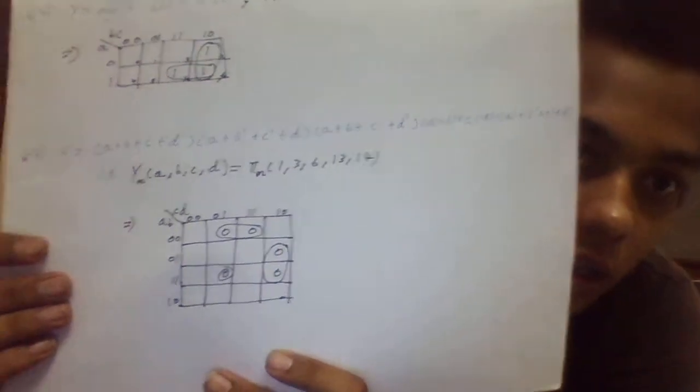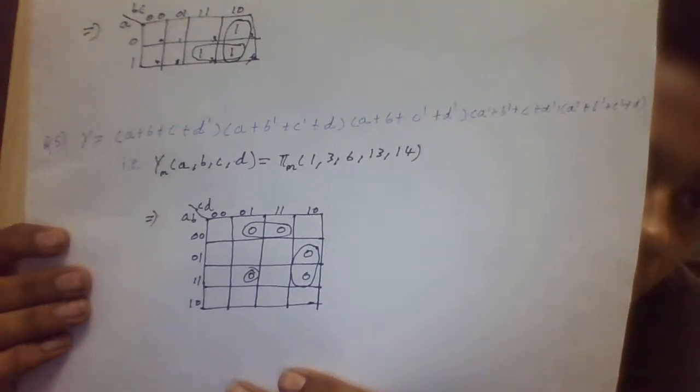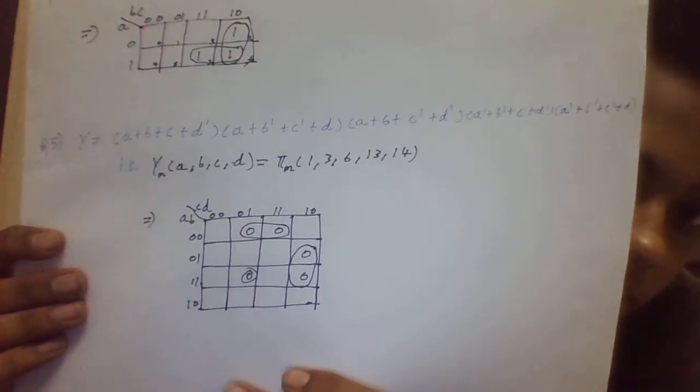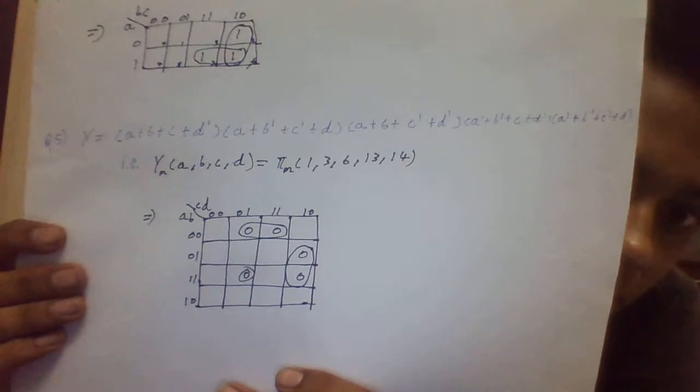Another such question given to us is a maxterm question, question number 5, which is y equal to, and that's the maxterm expression. This will be a four variable Karnaugh map. As you can see, there are four variables A, B, C and D.